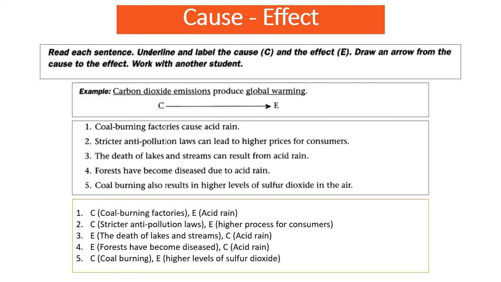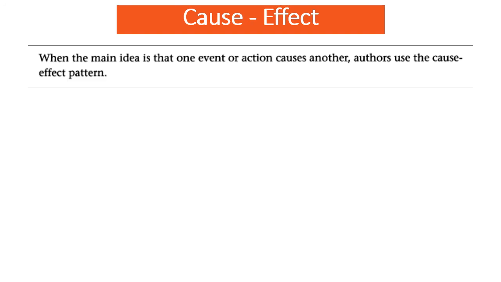Okay, so this time, the cause is stated prior to the effect. So the cause is coal burning, and the effect is higher levels of sulfur dioxide. Now, let's see this example of a cause effect paragraph.